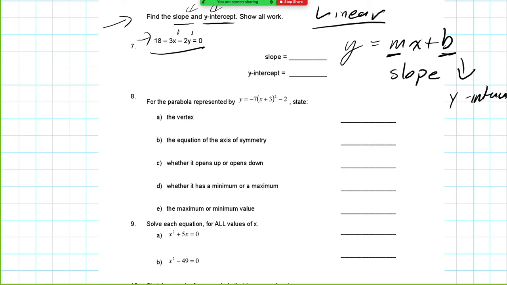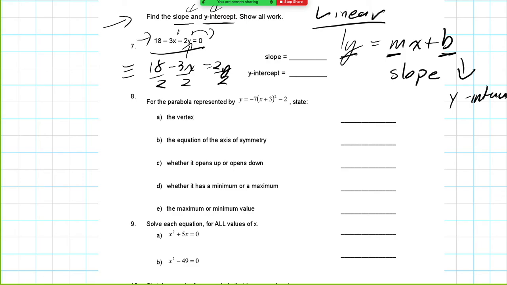So we can take this and just rearrange it. Because y is negative on this side, I'm only going to move the y term to the right side. So we get 18 minus 3x is equal to 2y. We do need y to have a coefficient of 1, so we're going to divide everything by 2.